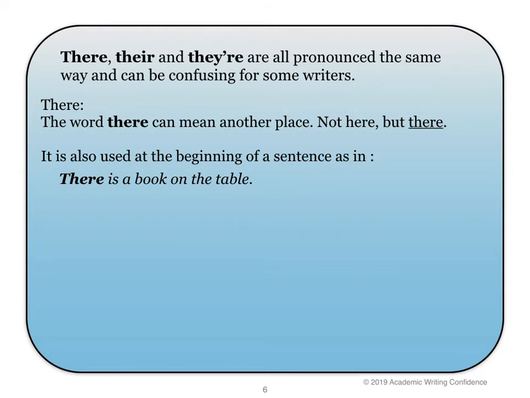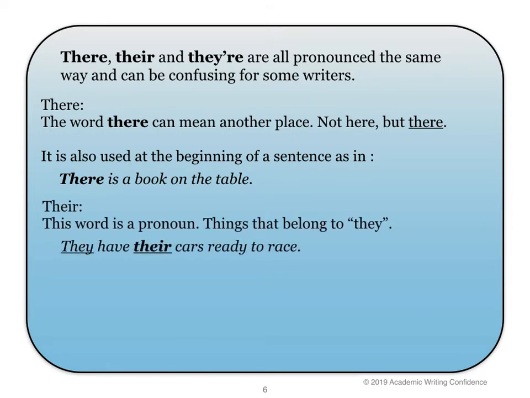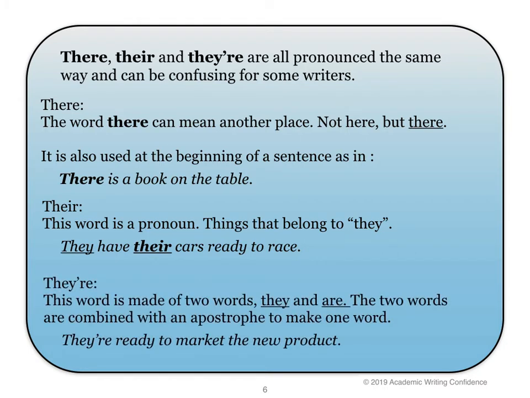The next word, their, is a pronoun, for things that belong to they. They have their cars ready to race. This word is used when we're talking about something that belongs to they or them. The final use of the word that sounds like there is made up of two words, they and are. Now, the two words are combined with an apostrophe to make one word. They're ready to market the new product.